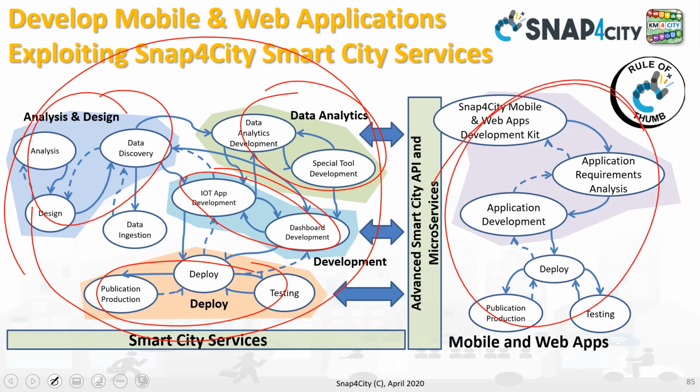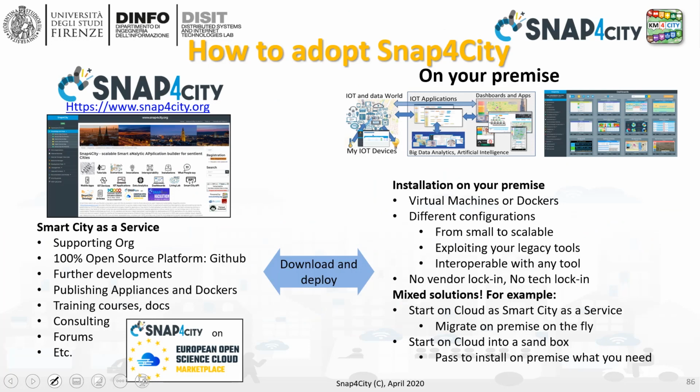You can adopt Snap4City. You can ask us to provide you the smart city as a service on our cloud, or you can download and deploy your solution wherever you want. You can even start on the cloud and then ask to move outside, bringing your data with you. This is possible. This is our roadmap.